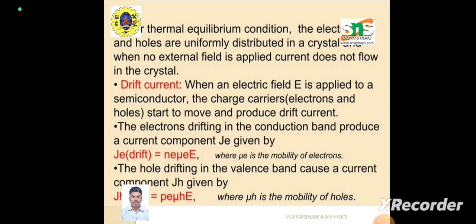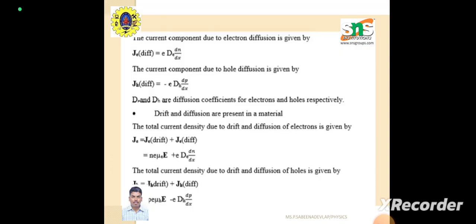So drift current: when an electric field E is applied to the semiconductor, charge carriers, that is electrons and holes, tend to move to produce drift current. The electrons drifting in the conduction band produce the current component J given by the formula, where mu is the mobility of electrons. These are the mathematical components.